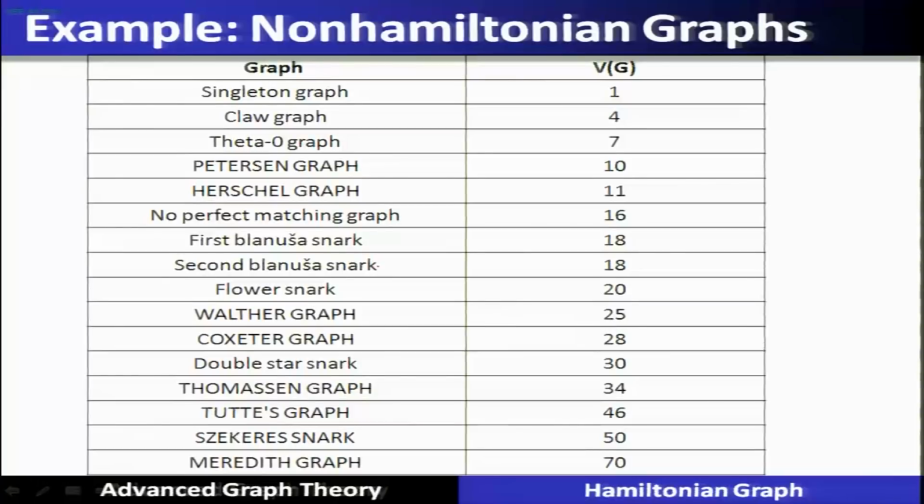So non-Hamiltonian graph examples are shown over here, that is the graph with one vertex. Then the claw graph is also a graph with 4 vertices. So this is a claw graph. This is also non-Hamiltonian. Similarly, all other graphs, the Petersen graph we have already seen that it is non-Hamiltonian.